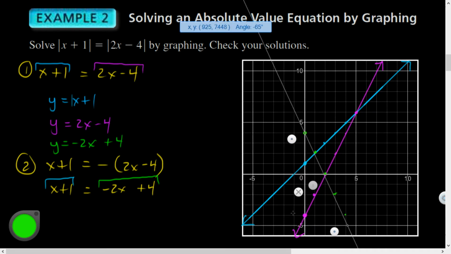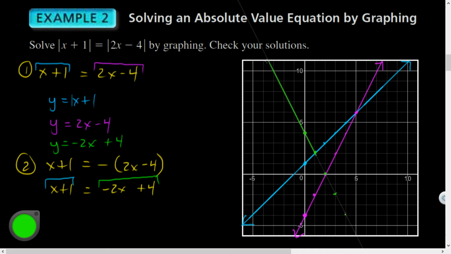Why is that? Because they had a different slope? Yeah, this one has a negative slope. The other two have positive slopes.